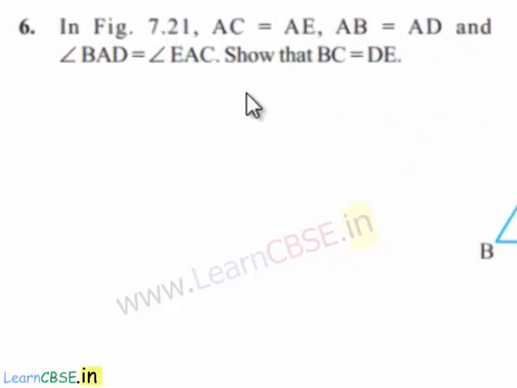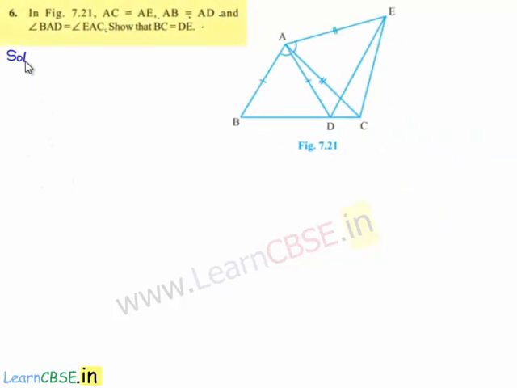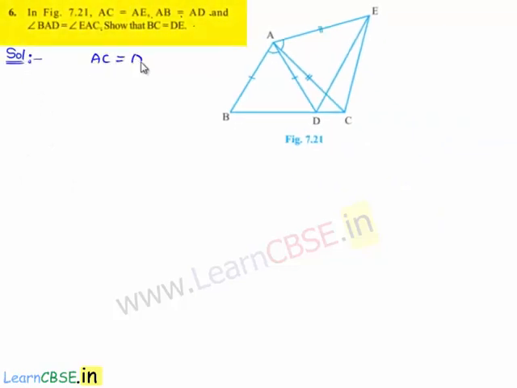Now moving on to the sixth question. In figure 7.21, AC is equal to AE, AB is equal to AD and angle BAD is equal to angle EAC. Show that BC is equal to DE. Now moving on to the solution, AC is equal to AE and AB is equal to AD and also angle BAD is equal to angle EAC.